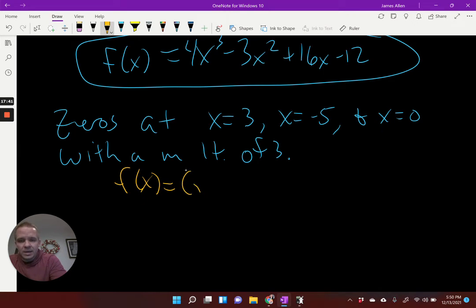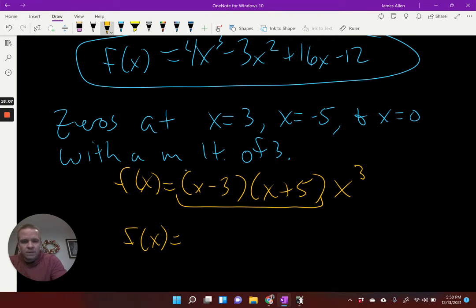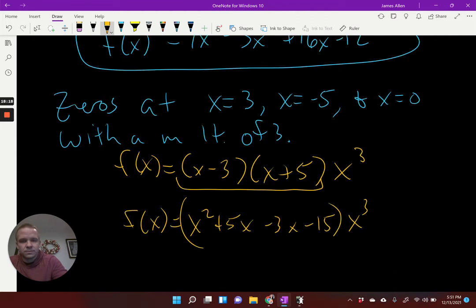So I'm going to have x minus 3 times x plus 5. And then we'll have x minus 0, or just x, and that's going to be with a multiplicity of 3, so x cubed. Okay? That's factored form. Usually we would see the x cubed out front, but this is perfectly acceptable. Now let's go ahead and multiply this out. I'm going to multiply these two together first, and then we'll continue. So I have x times x is x squared, and then I have plus 5x minus 3x minus 15. All of that still times x cubed.